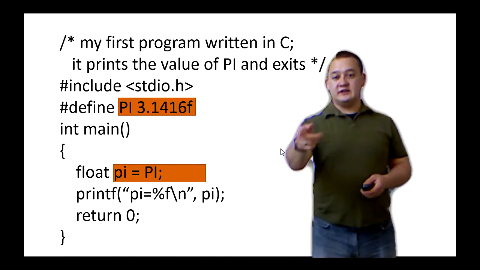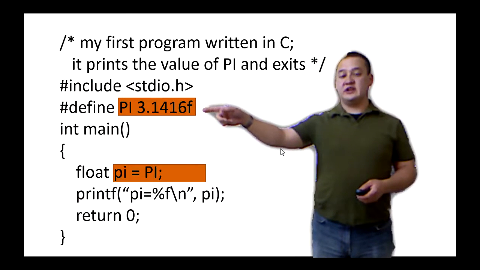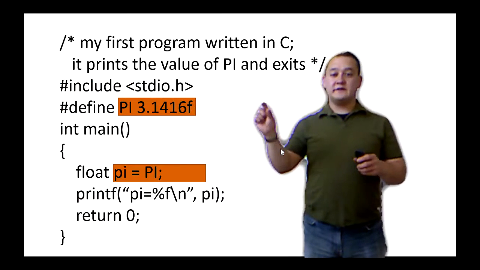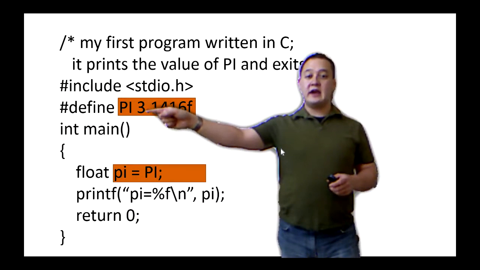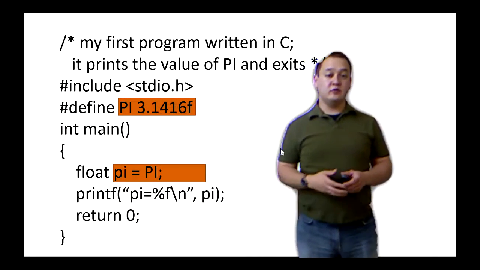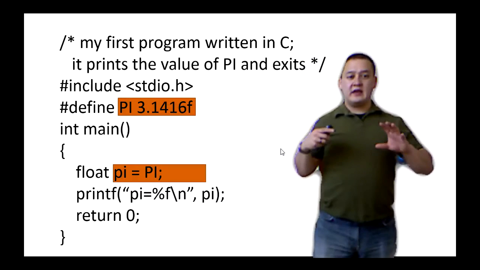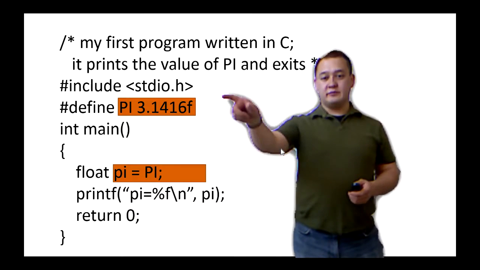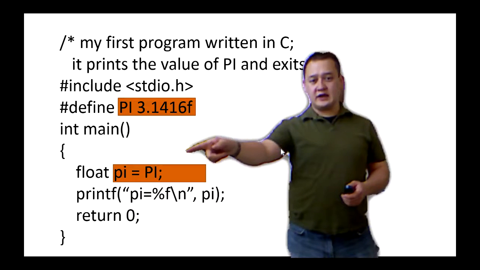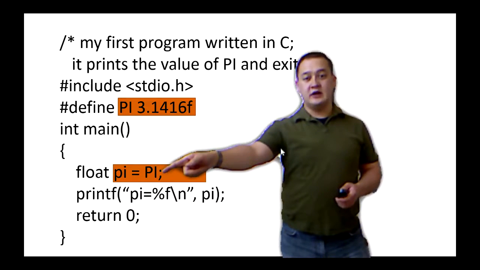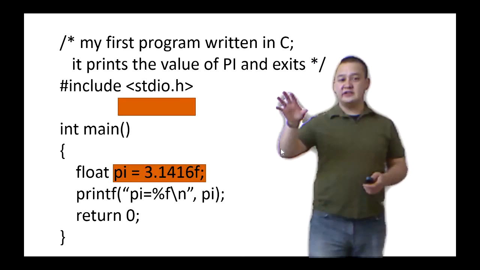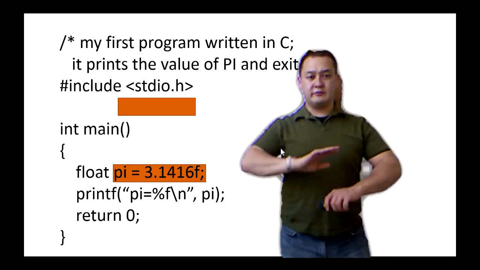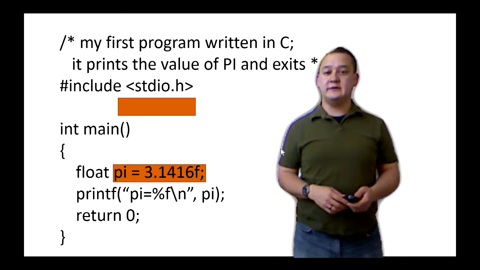The second preprocessor directive, this pound define, says I want to define this word here, capital P, capital I, as being equivalent to 3.1416f. What's going to happen is the preprocessor is going to look through the code and go, oh hey, here's capital PI. I'm going to replace this capital PI with 3.1416f. And then I'm going to delete my directive, take it away so the compiler won't see it.